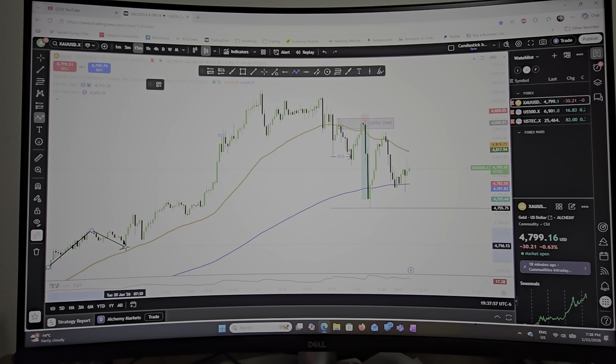gold was in an uptrend. Higher highs and higher lows, higher highs and higher lows, higher high and higher low. Now it makes a lower low, comes down, makes an equal high, which could be a double top. If it's a double top, you go down. If it's not a double top, whatever.